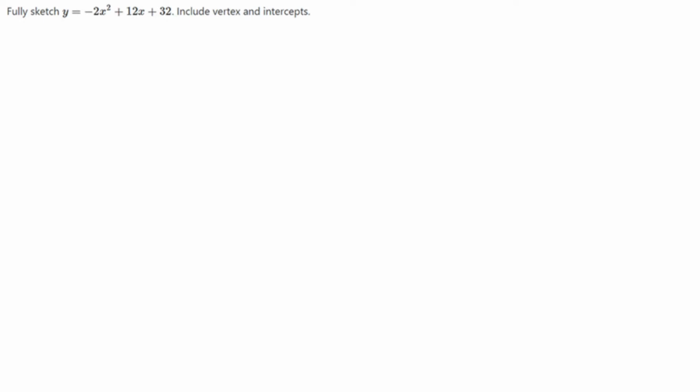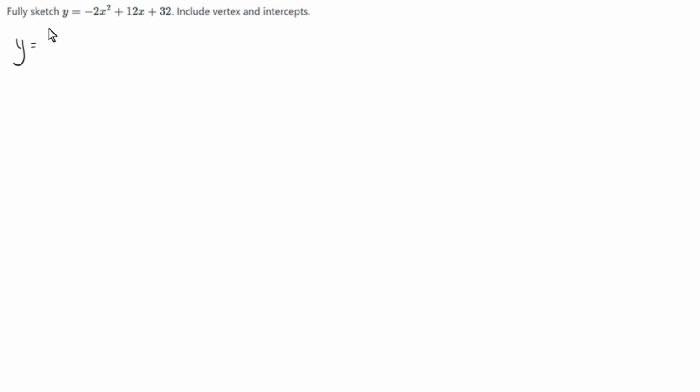Fully sketch y equals negative 2x squared plus 12x plus 32. Include the vertex and intercepts. So the first thing we're going to do with this quadratic equation is convert the general form that we have here to vertex form, also called standard form.